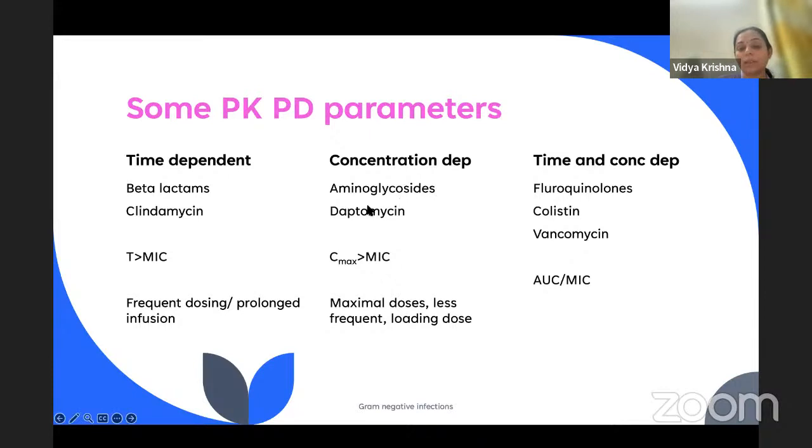Whereas with concentration-dependent antibiotics, when you're using an aminoglycoside, you want to give a single, very high dose, because here the peak level of the antibiotic is what is very important. If you give an aminoglycoside 3 or 4 times a day, it is useless. Whereas if you give a single high dose, then the peak level that is achieved helps in the clinical efficacy of the antibiotic. And for some antibiotics like colistin, both are important, which means that you might have to give a loading dose and also give frequent dosing.